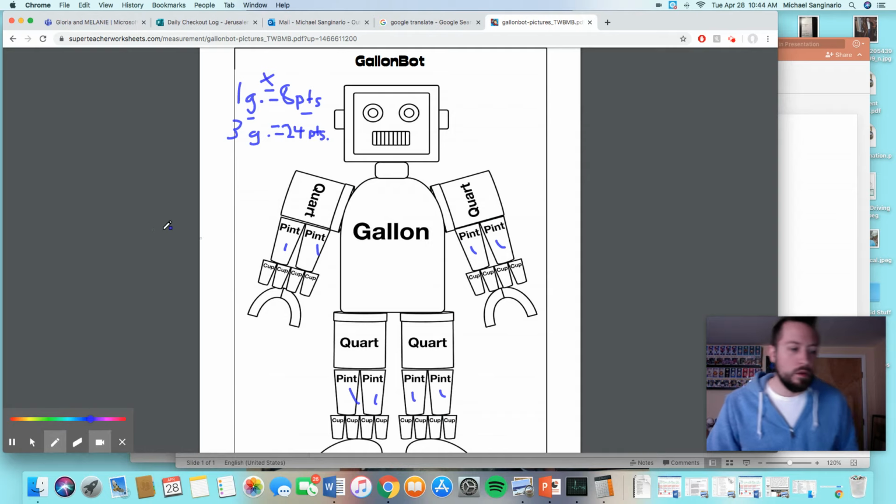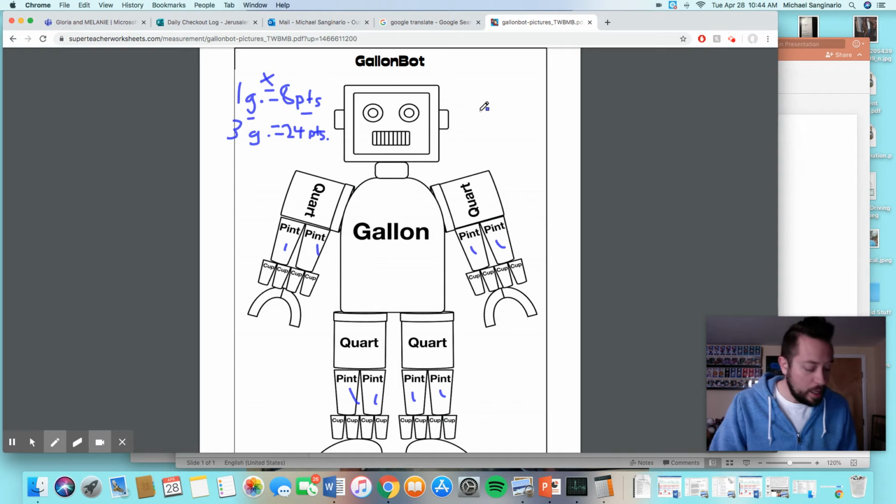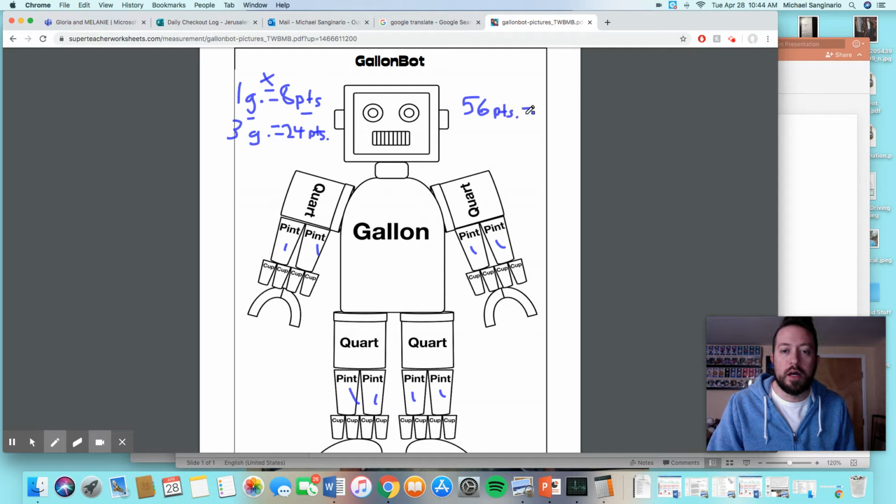So remember, you're going to multiply here. If we're going to go from pints to gallons now, say I have 56 pints, and they want to know how many gallons that is, I'm not going to multiply. Remember, you do the opposite now. So now we need to divide.